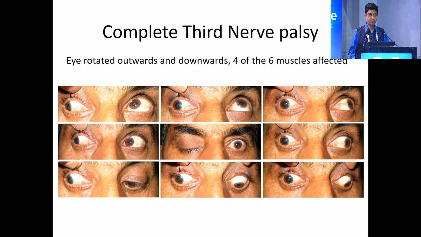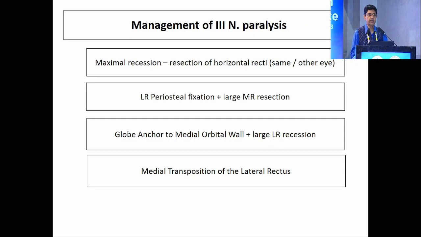Complete third nerve palsy can be quite a challenge, essentially because four of the six muscles rotating the eye are affected. But still, over the past few years, we've had some increasing options being developed. Among them, of course, we know the maximal or supramaximal recess-resect procedures of the ipsilateral, that is the involved eye, the lateral rectus periosteal fixation with a large medial rectus recession, a medial globe anchor along with a large lateral rectus recession, and of course medial transposition of the lateral rectus, which is now a fairly popular practice in surgery the world over.